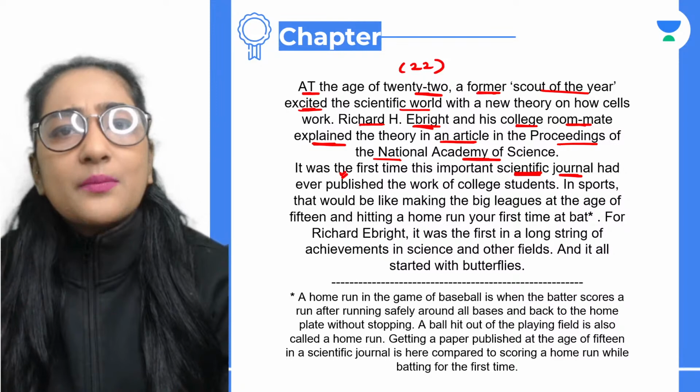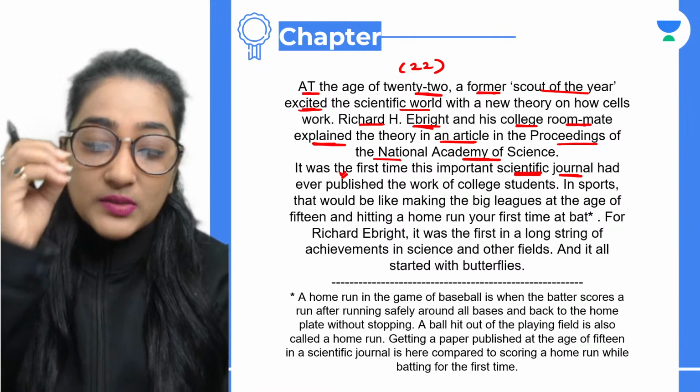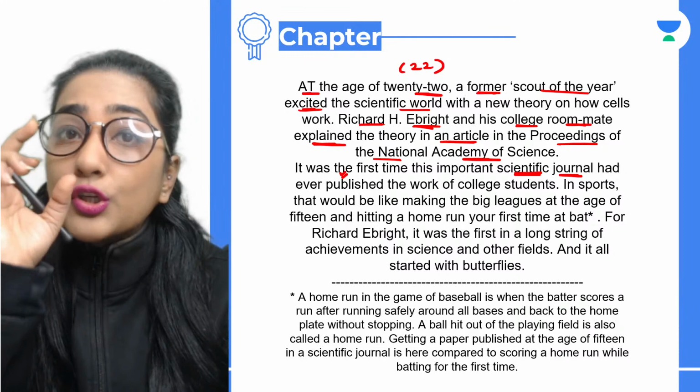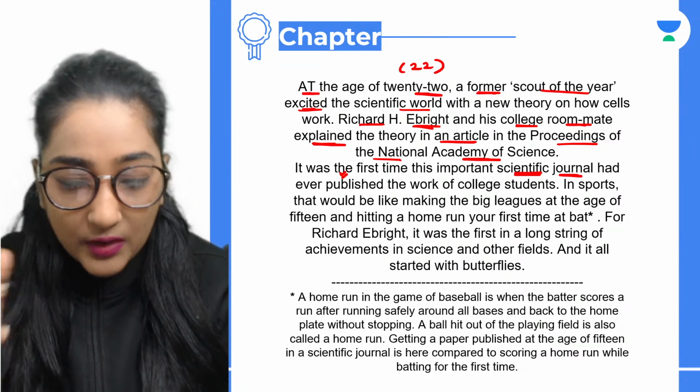So here, scientific journal matlab ki wo science se related publication thi, jisme aap ek particular subject ke bare mein deal kar rahe ho. Subject here refers to the topic. All right, that is what a scientific journal is, in which you keep the records of news or events, that is the activities.